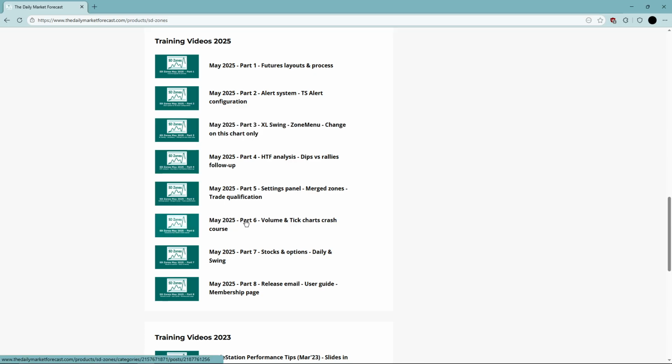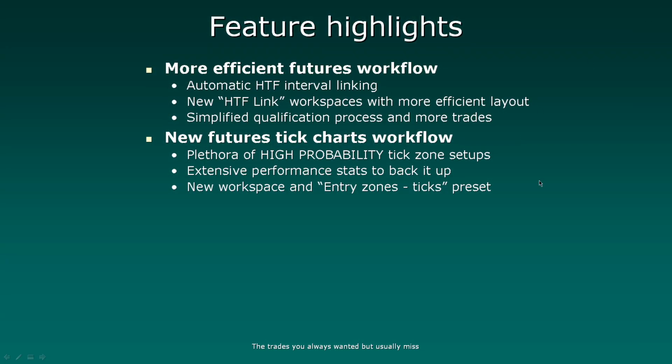Part 6 of that series is called Volume and Tick Charts Crash Course. And once again, I strongly urge you to watch that one. That introduces the logic behind these, how they work, how they arrive at the intervals that you need to use with these, and why they are completely valid for trading supply and demand. Now let's go back to the slide here.